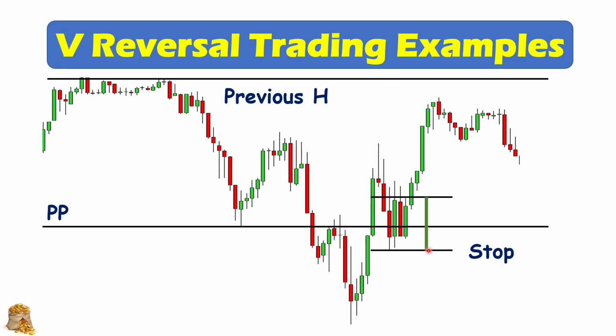Let's have a look at the profit target. If we use 1 time your risk, we can see that the profit target is here. If we use 2 times your risk, you can see that the target is here. In this case, you can see that the market didn't reach 2 times your risk. However, if you scalp for 1 time your risk, you're going to get a profit.